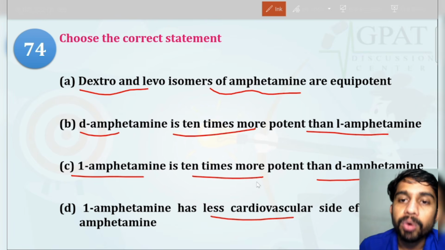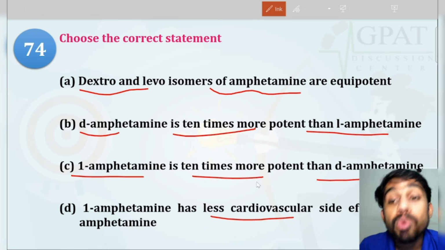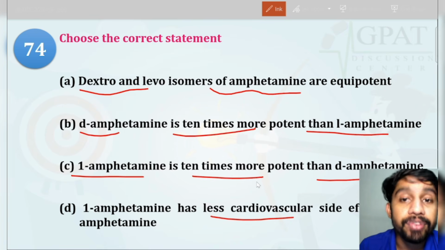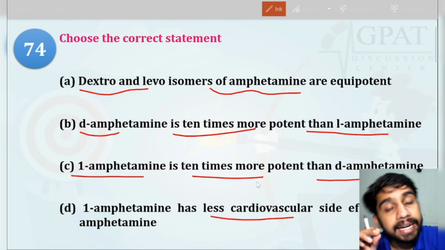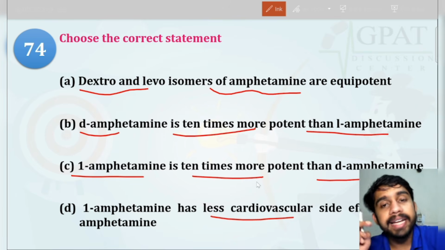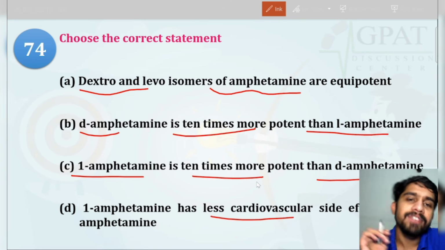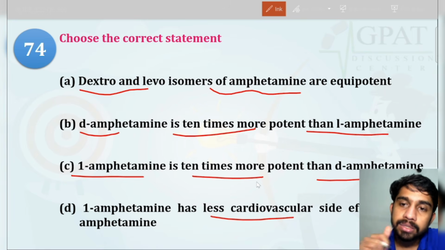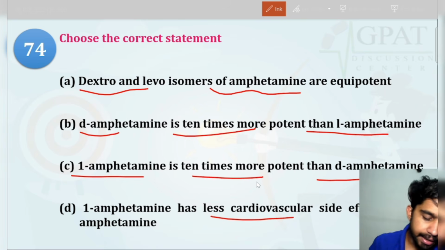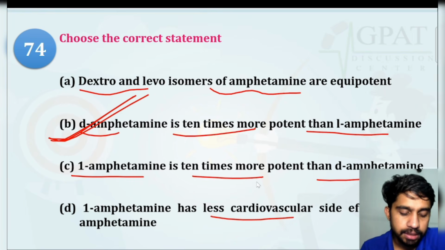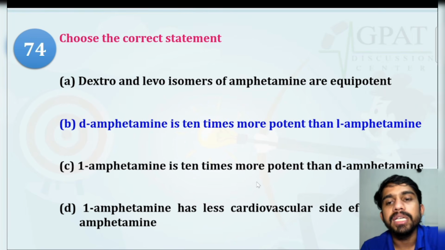So if we talk about D-amphetamine, that is dextroamphetamine, it is 10 times more potent than levoamphetamine because it has a central effect. Dextroamphetamine has a 10 times more central effect. If you talk about the cardiovascular effect, then L-amphetamine has more cardiovascular effect. So for this question, what will be the right answer? D-amphetamine is 10 times more potent than L-amphetamine. So the correct answer for this question is option B.